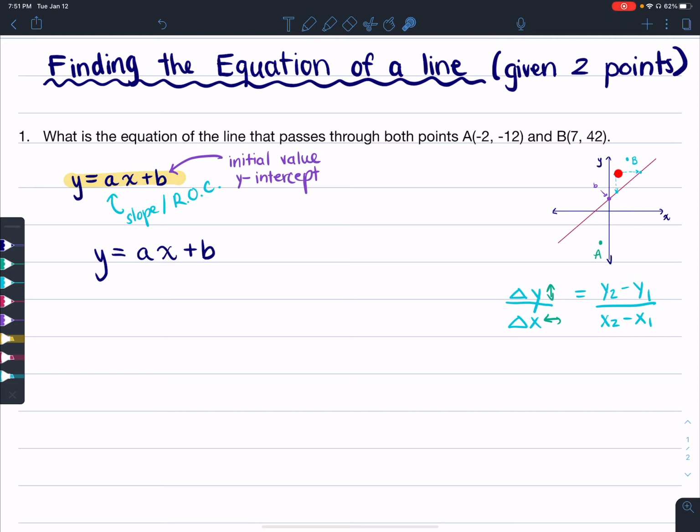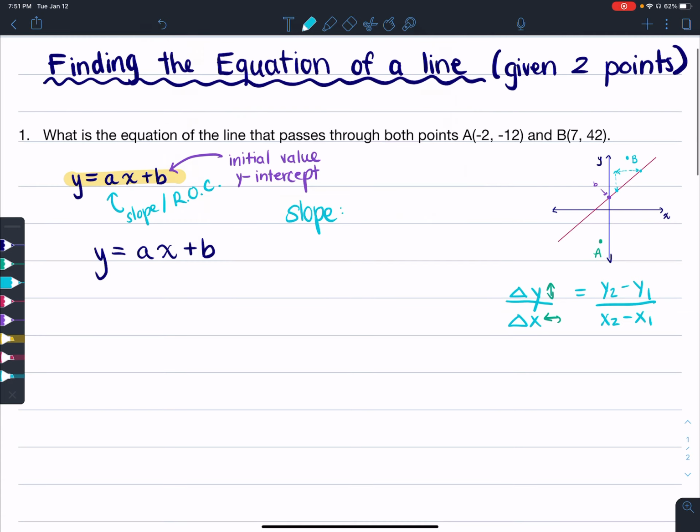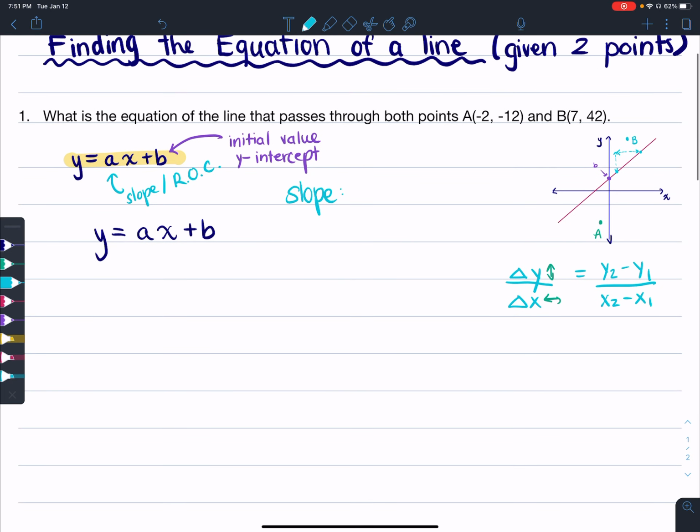When you're looking at a graph, it's a lot easier to just count them and put the vertical change over the horizontal change directly. But when you're being given coordinates, then this is really the formula that you want to be using. So we're going to start by finding our slope. We're going to use that formula: y2 minus y1 over x2 minus x1.